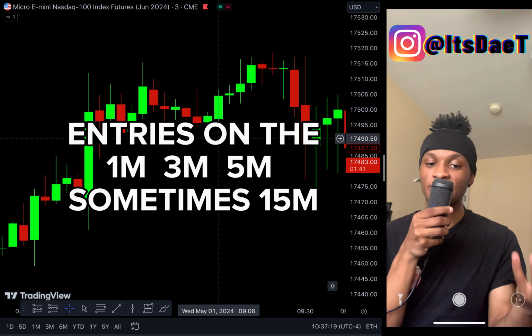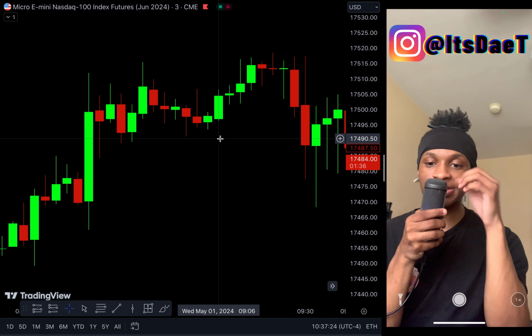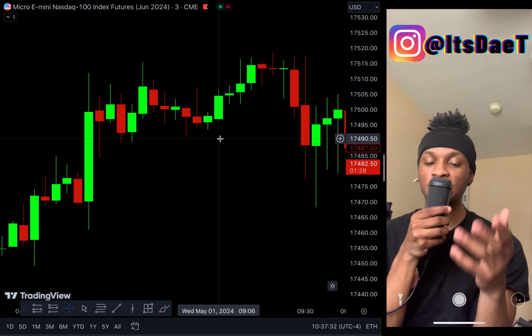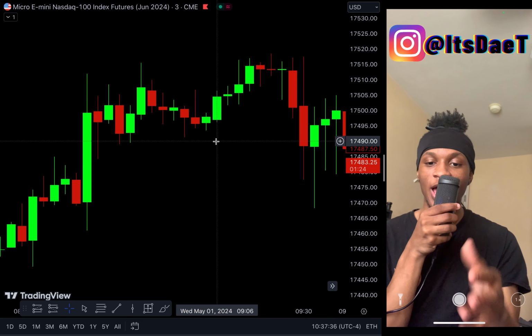You can even use the 15 minute if you want to. I know some people may even use the second charts, you know what I'm saying? You can really do any time frame that you want to do, as long as you can see clearly that price is breaking some sort of structure and you're able to have a valid entry.